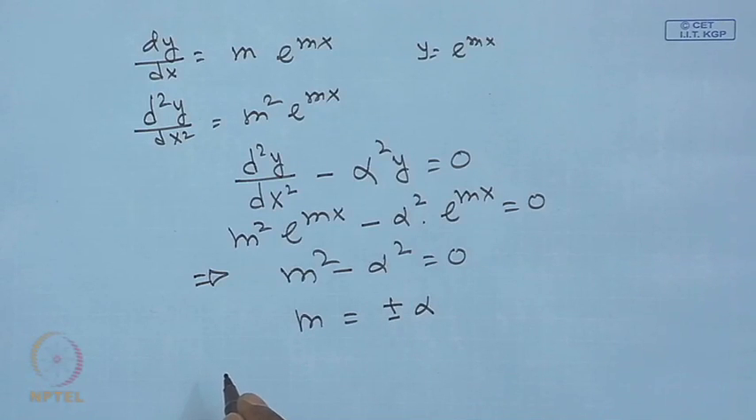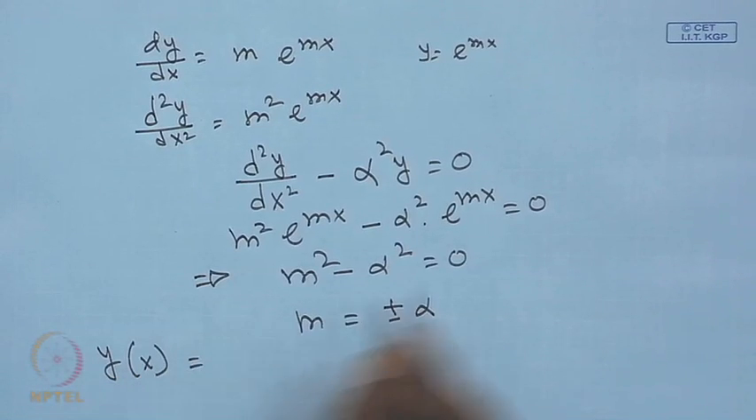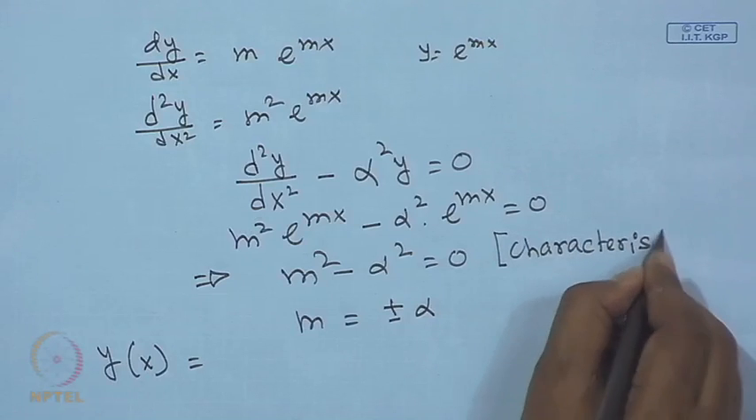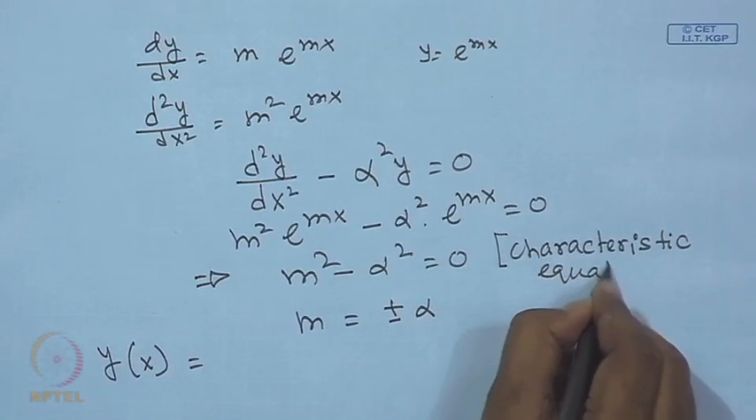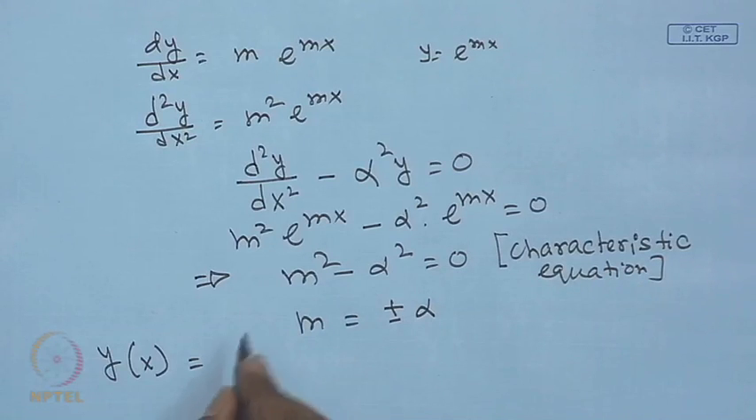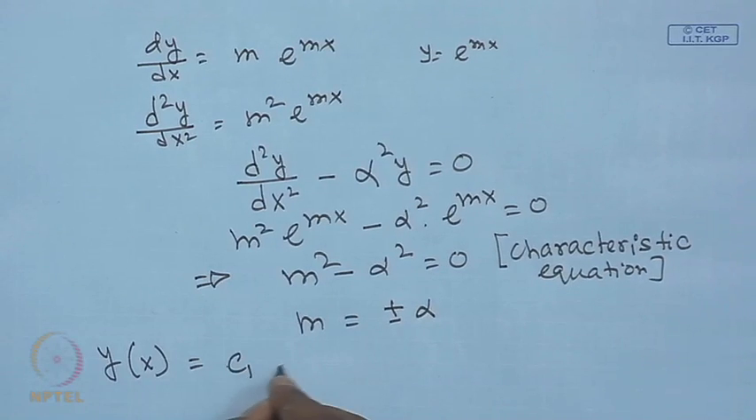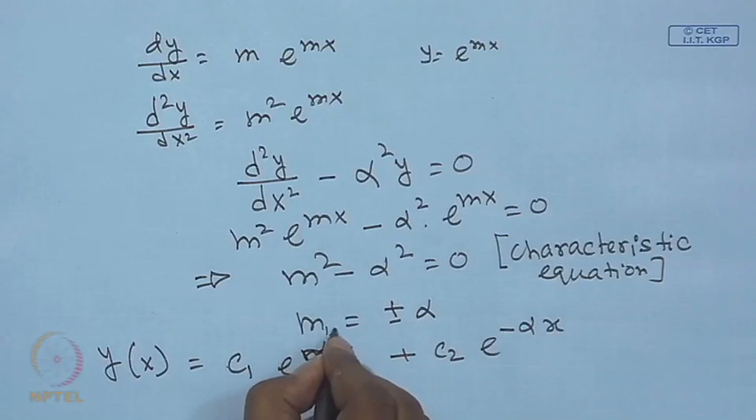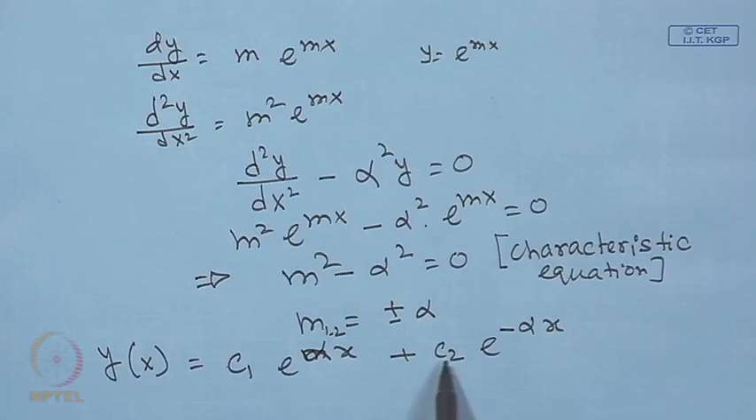So, therefore, the form of the solution will be in this form. This is known as the characteristic equation. The form of the solution will be C1 e to the power alpha x plus C2 e to the power minus alpha x. So, m will have two roots, m1 and m2. The form of the solution will be C1 e to the power m1 x plus C2 e to the power m2 x. In m1 we put plus alpha, in m2 we put minus alpha.